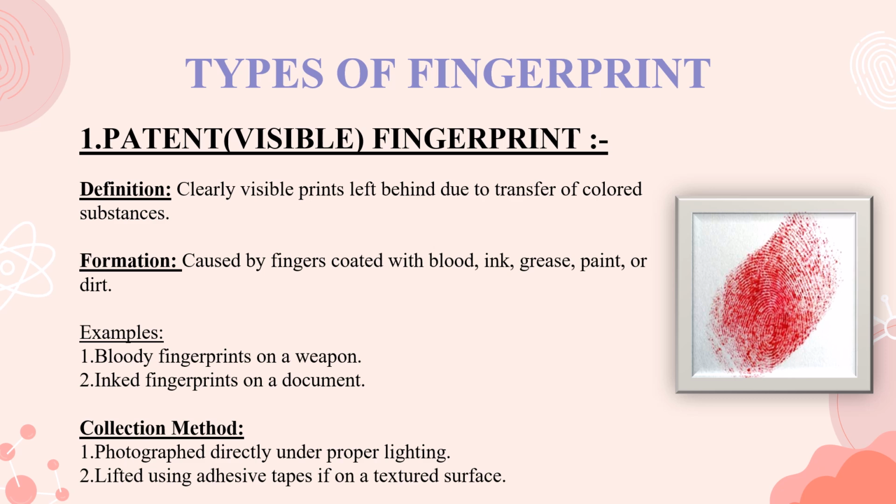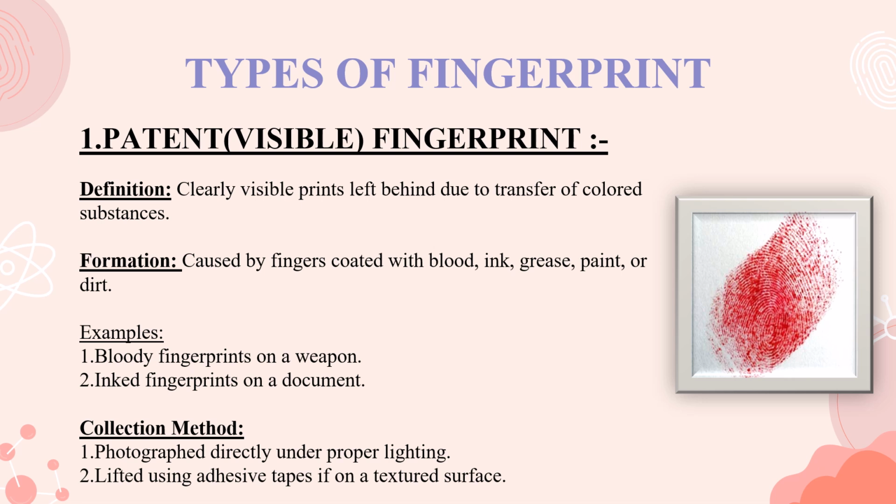Patent or visible fingerprints. These are clearly visible prints left behind due to transfer of a colored substance through fingers, which are coated with blood, ink, grease, paint, or dirt. An example of this type of fingerprint is a bloody fingerprint on a weapon. These fingerprints are collected by photographing them directly under proper lighting or lifted using an adhesive on a plain surface.